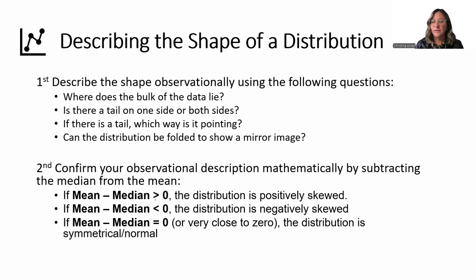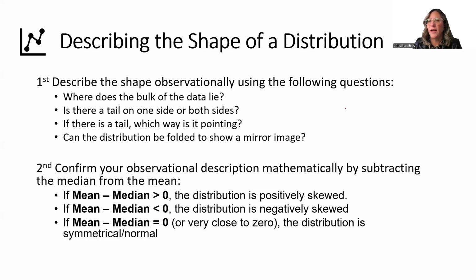If your difference is greater than 0, the distribution is positively skewed. If you take the median from the mean and the difference is less than 0, the distribution is negatively skewed, meaning it's a negative number. If the mean minus median is 0 or very close to 0, the distribution is symmetrical, because that means there's not a difference between the median and the mean.